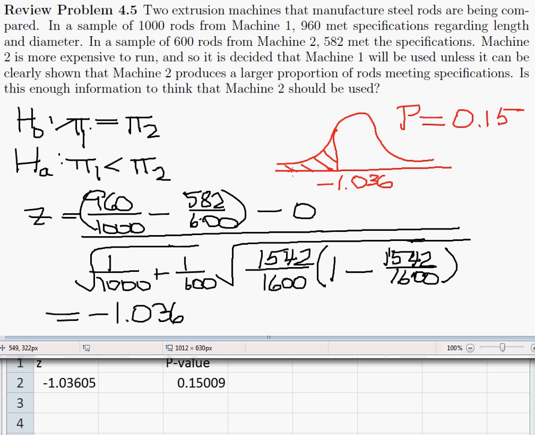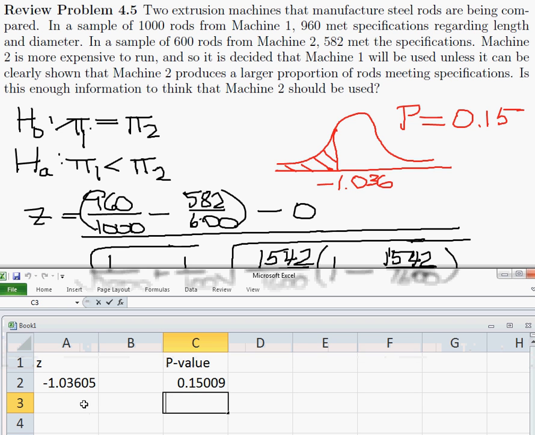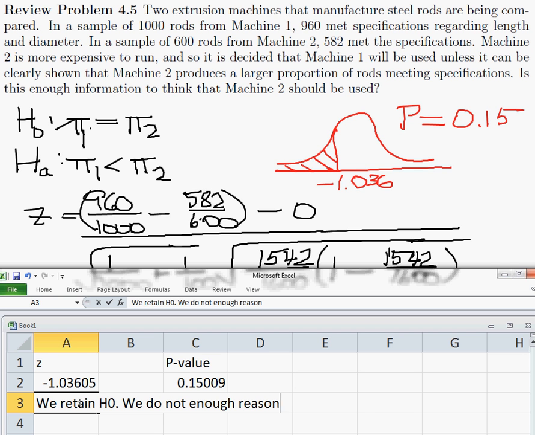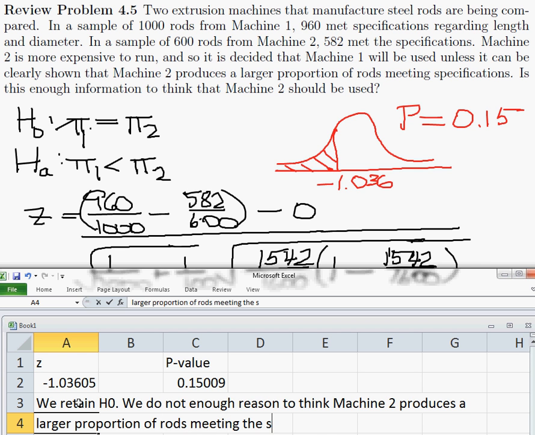That number is bigger than alpha, and so our conclusion is we retain the null hypothesis. We do not have enough reason to think machine 1 or machine 2 produces a larger proportion of rods meeting the specification. And so that is our answer. Of course, we could have used the critical value as opposed to the p-value to make that determination.